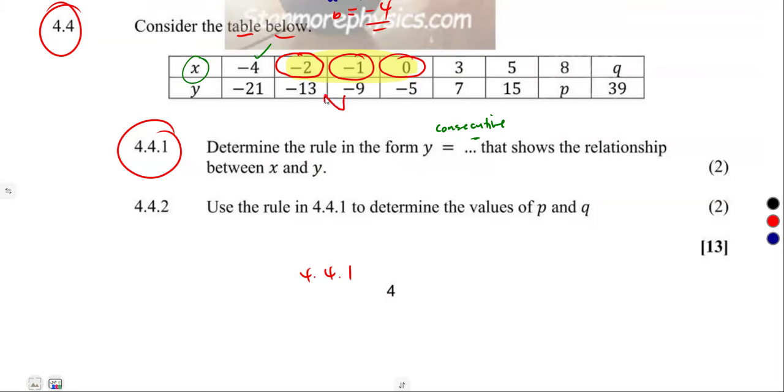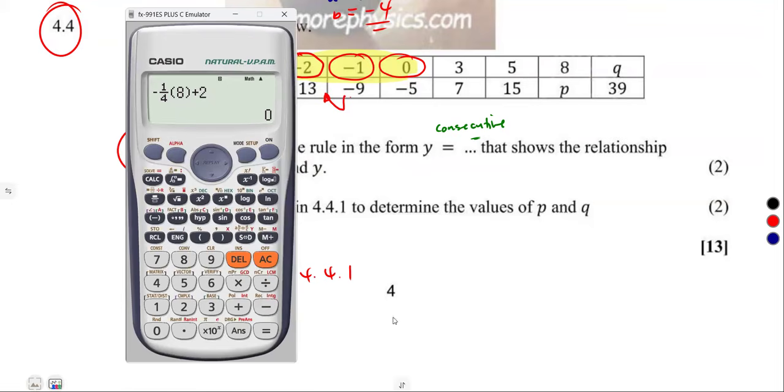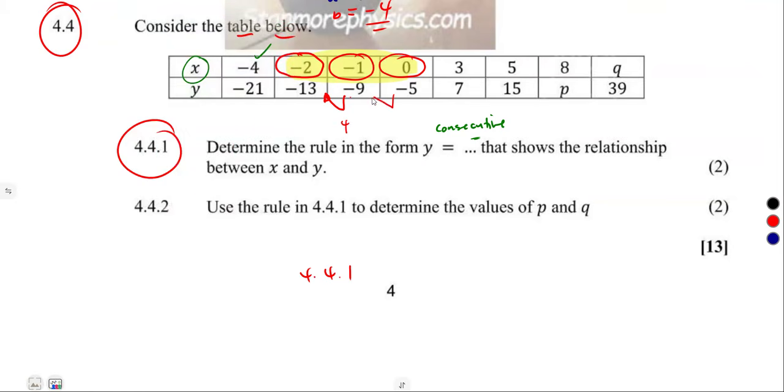Now, what is the difference between these? Minus 9 minus 13, minus 9 minus 13, like this. This is going to give us a 4. Minus 5 minus 9 is also going to give us a difference of 4. That is to show you that these are consecutive, with the same difference. So that's a linear pattern, which you're supposed to write in the form Tn is equal to An plus B.